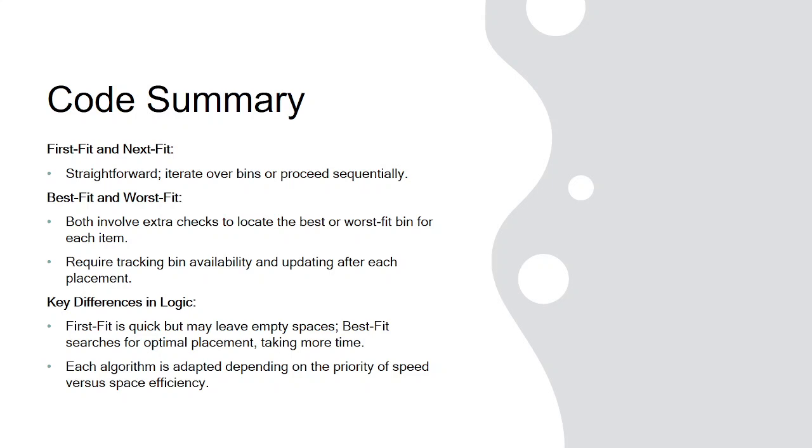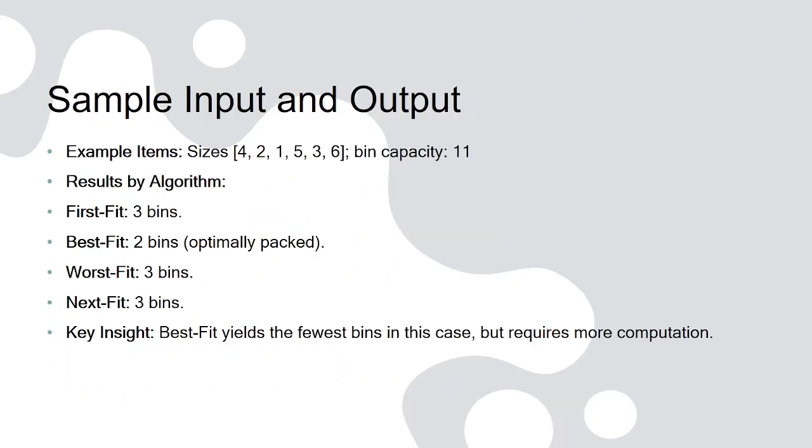Here is the code summary. The code for each heuristic shares a common structure but differs in how it selects bins. First fit and next fit are simple in logic, while best fit and worst fit involve additional checks for optimal placement within each bin. The key differences are: first fit is quick but may leave empty spaces. Best fit searches for optimal placement, taking more time. Each algorithm is adapted depending on the priority of speed versus space efficiency.